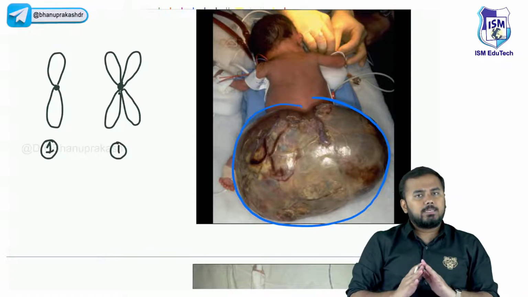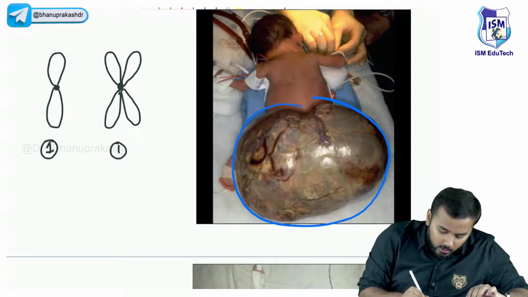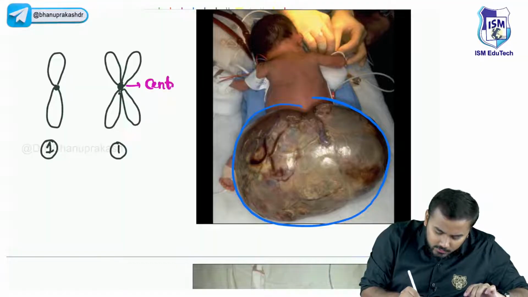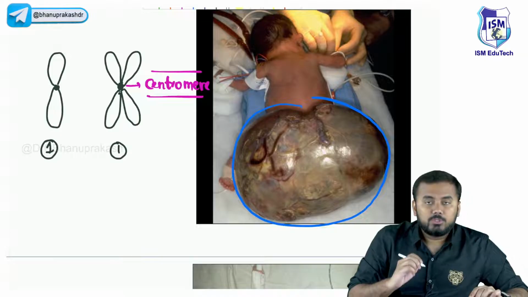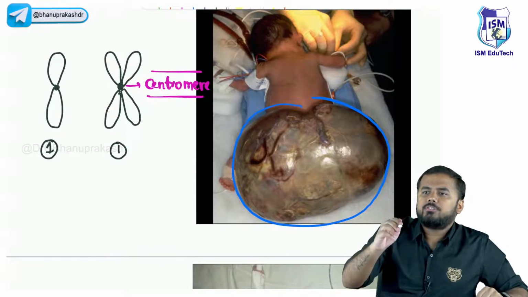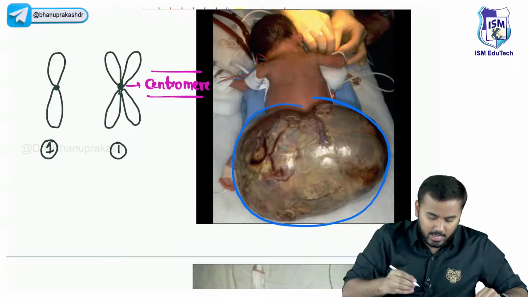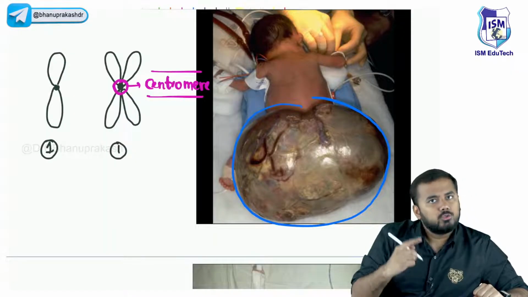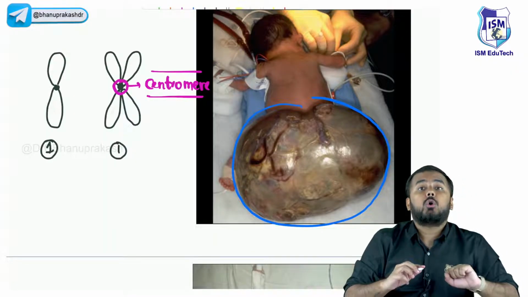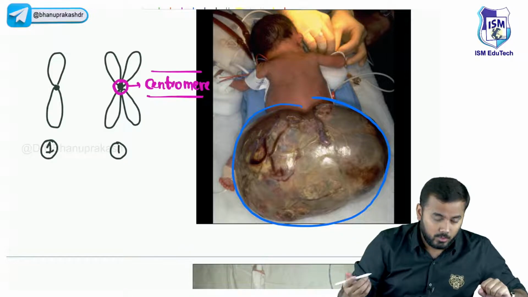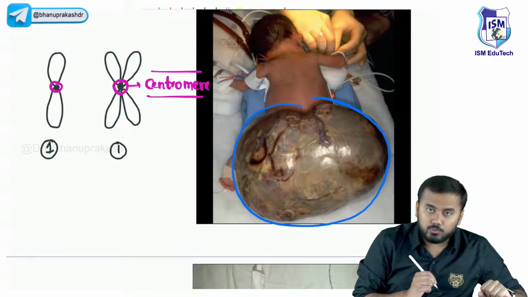How will you tell that? Simple thing. Look at the center point. Okay, most of you know this anyways. For those who don't know, this center point is called the centromere. The number of centromeres is equal to the number of chromosomes. How many centromeres are there here? Only one. So this is called one chromosome, but it is a double structured chromosome. Okay, so this is also called a chromosome.